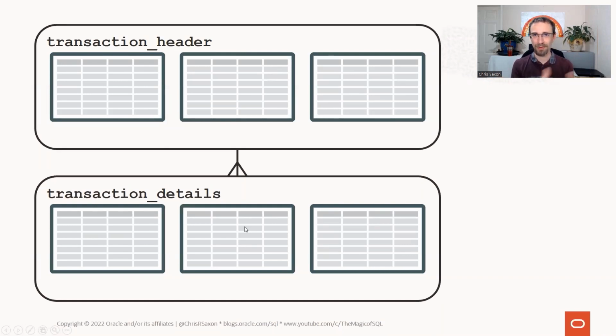So very common: orders and order items, invoices to invoice items, maybe the customer themselves and to their orders and invoices, that kind of thing. Very common to have this kind of parent-child relationship.